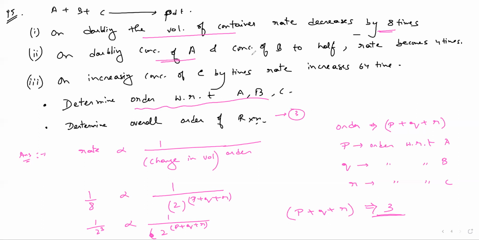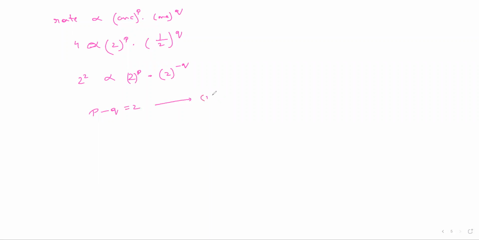Now you have to determine the order with respect to A, B, and C. Doubling the concentration of A and reducing the concentration of B to half, we use the same formula: rate is proportional to concentration of A to the power P into concentration of B to the power Q. Rate becomes 4 times, so 2 to the power 2 equals 2 to the power P times 2 to the power minus Q. So P minus Q equals 2, equation number 1.